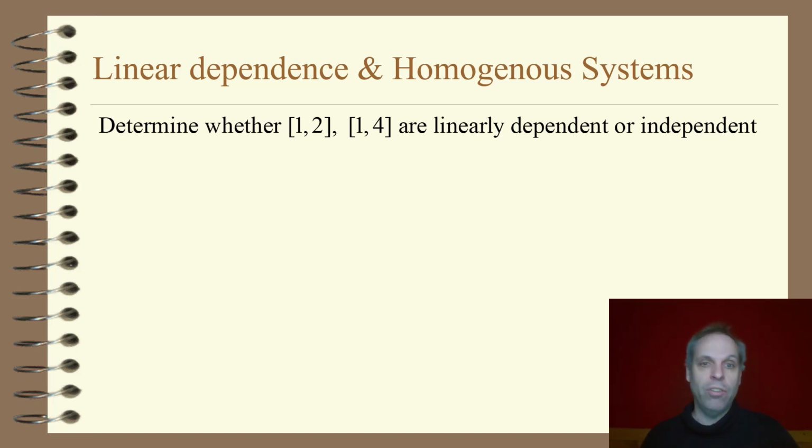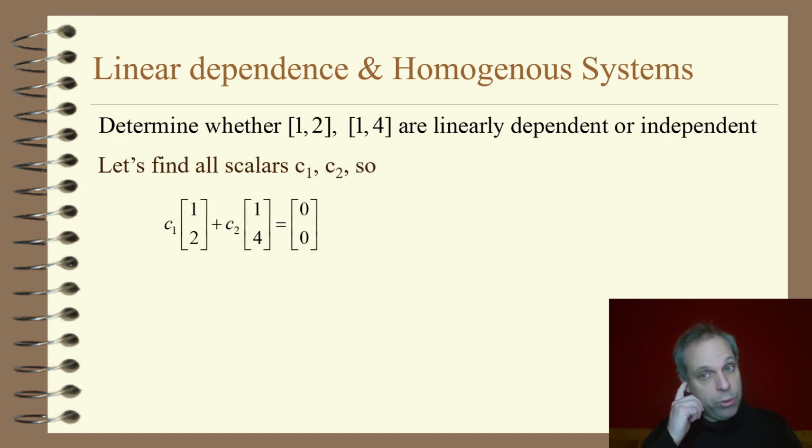So let's work with an example where we already know the answer. These two vectors here we know are linearly independent because they're not multiples of each other. But let's do it by using the definition. If they're linearly dependent, there must be a non-trivial linear combination that adds up to 0. So let's find all possible linear combinations that add up to 0.